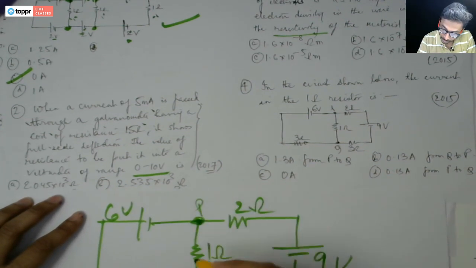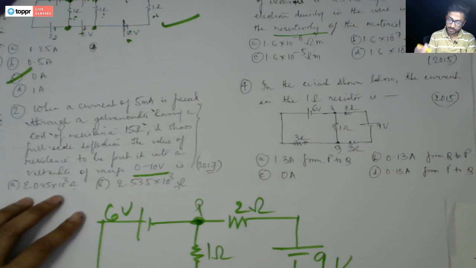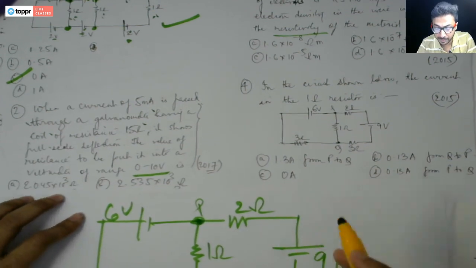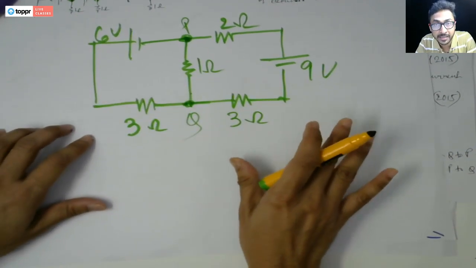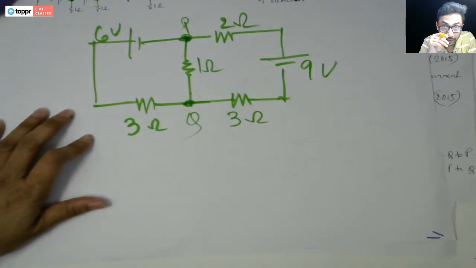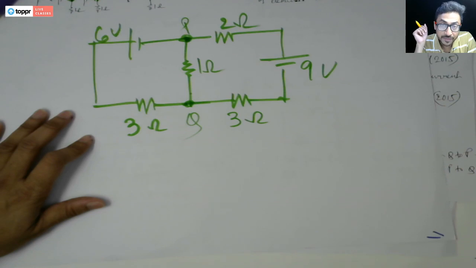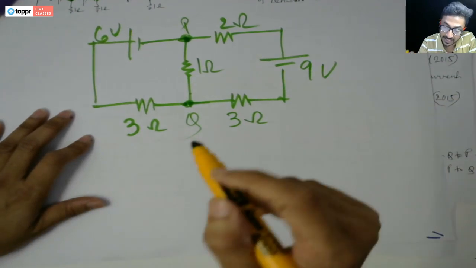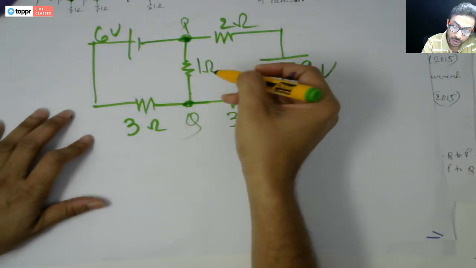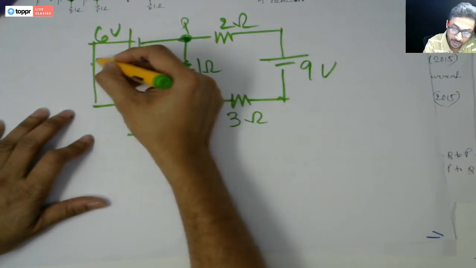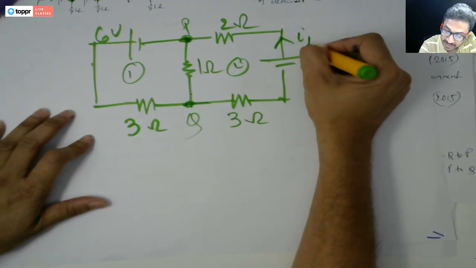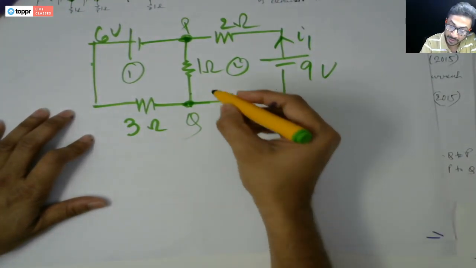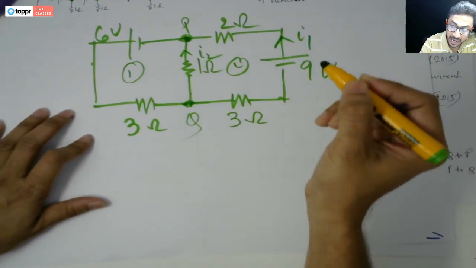Now, this is P and Q. We need to find out the current in this P and Q. This is the circuit. To find the current flowing, we will apply both of Kirchhoff's laws, KCL as well as KVL. Say we have two loops, loop number 1 and loop number 2. Let the current flowing in this be I1, and in this be I2.